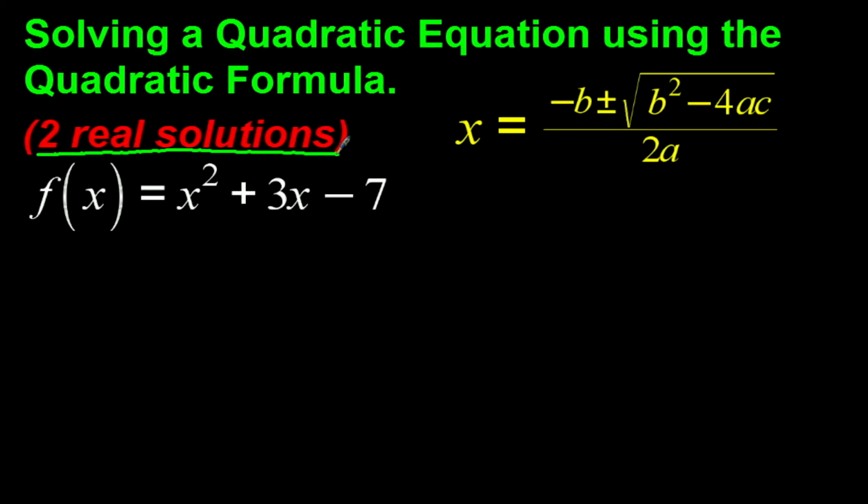There are three possibilities. It can have two real solutions. It can have one real solution that is duplicated, or it can also have what's called complex solutions. But today this one has two real solutions.